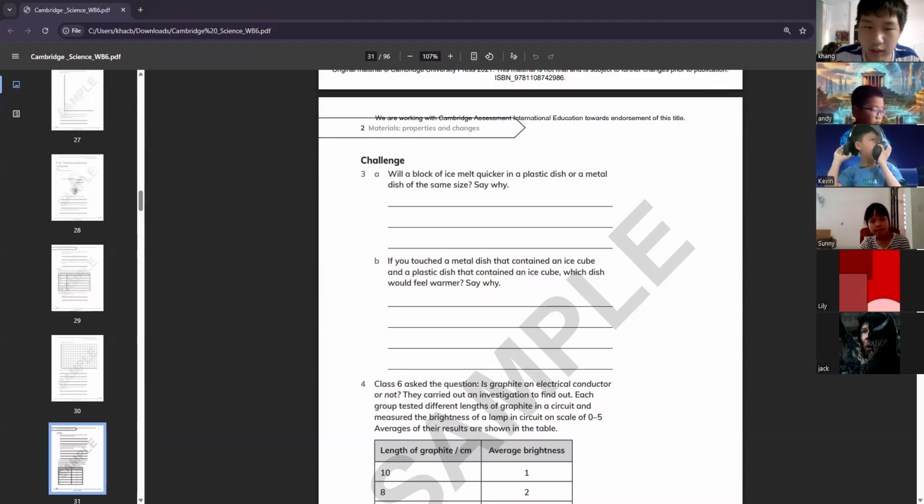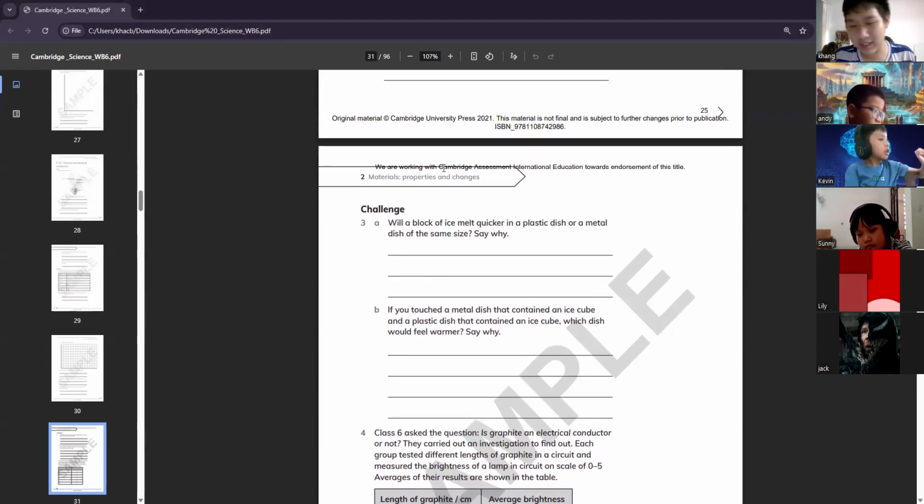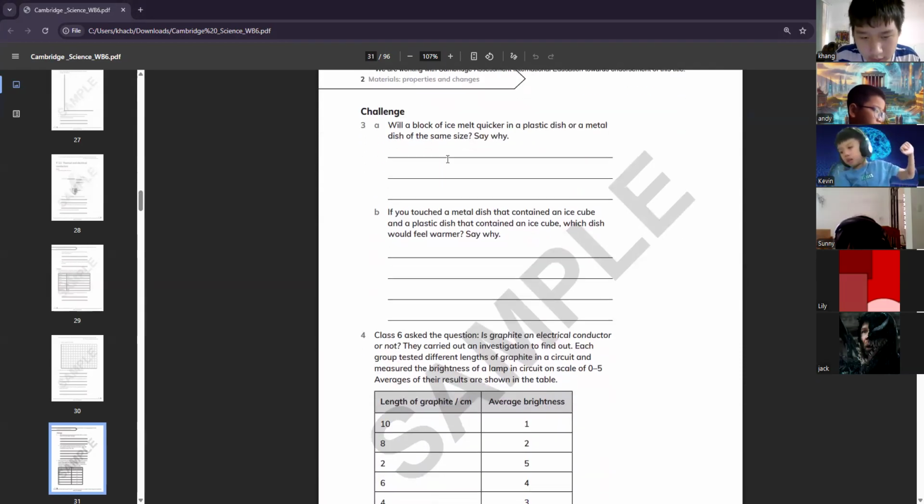Okay. Plastic dish. Yes, it is the plastic dish that contained an ice cube that would be warmer because it conducts heat way better. So the metal dish would be way colder, because it already had too much heat conducting into the ice. So basically, the metal dish will be way colder, simply.